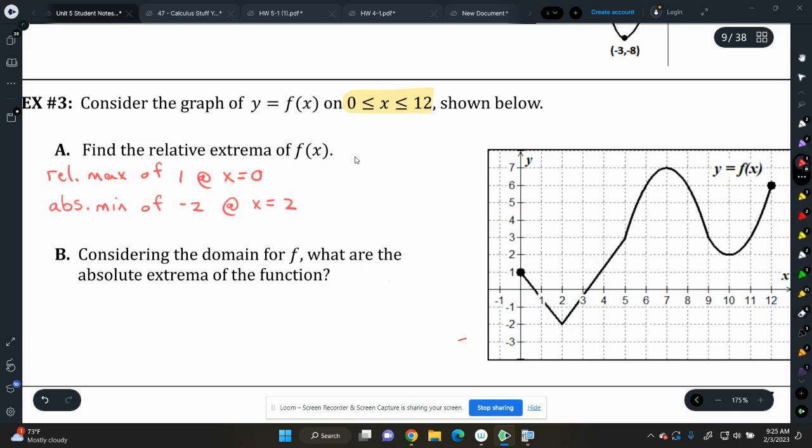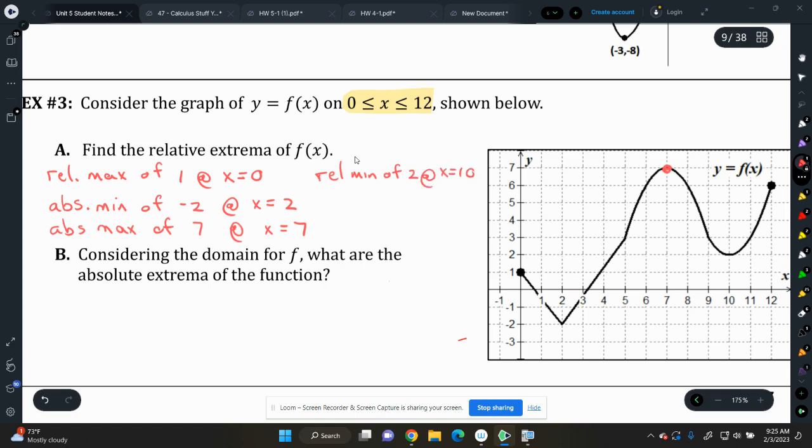Okay, and then at this point here, what is that? Right, that's an absolute maximum of 7 at x equals 7. Okay, and then we've got a relative minimum of 2 at x equals 10.